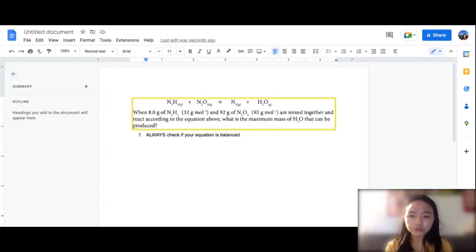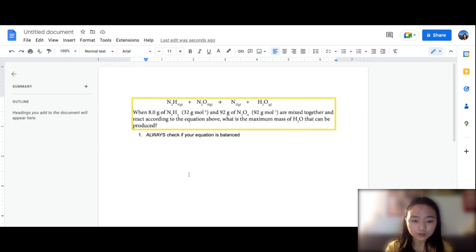Hi, so we have this problem here. N2H4 gas plus N2O4 gas yields N2 gas plus H2O gas. And the question says when 8 grams of N2H4, 32 grams per mole, and 92 grams of N2O4, 92 grams per mole, are mixed together and react according to the equation above, what is the maximum mass of H2O that can be produced? So the first thing we should always check for is if our equation is balanced or not.